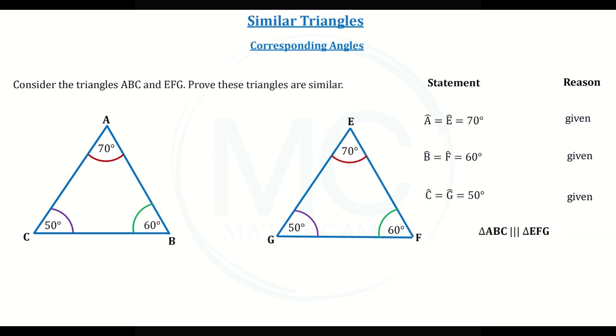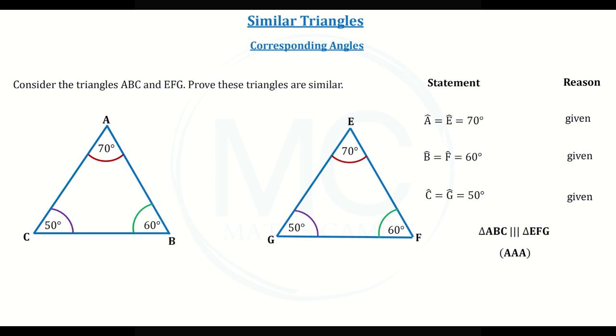Finally, we need to give a reason. Our reason is that all three pairs of corresponding angles are equal. So in maths, we open a bracket and we say A for three corresponding angles. If you ever use angles to prove similar triangles, you will always need to include the reason of A.